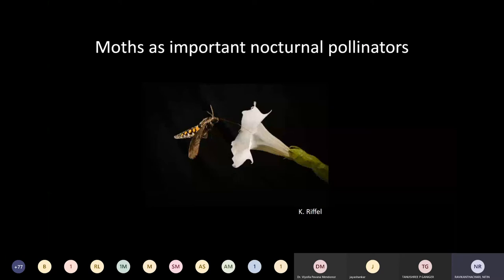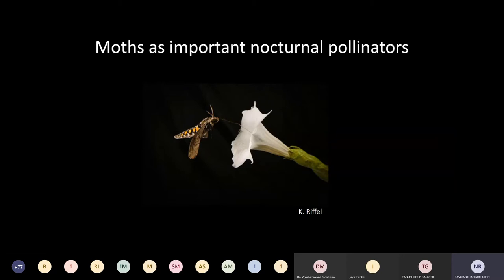So that is the basic life history of moths. And now the next thing is, what do moths do? What kind of behavior do moths have? And what is the importance of having moths in nature? The two most important ecosystem services that moths provide are, one, they are prey for a lot of predators, and two, they are pollinators.